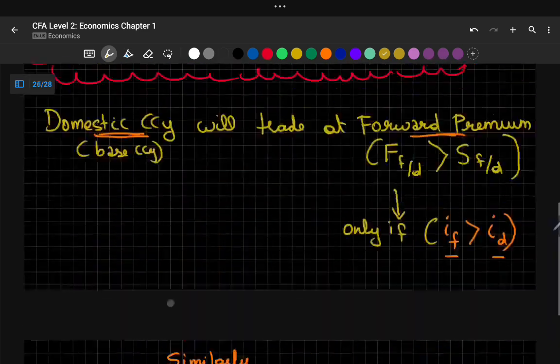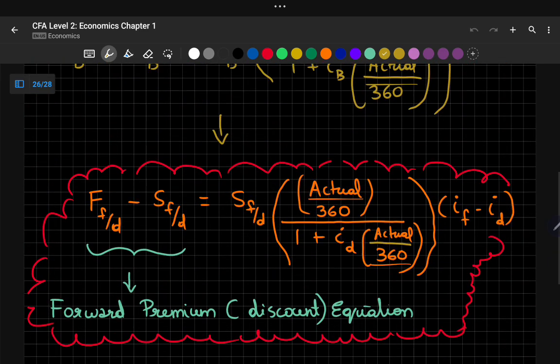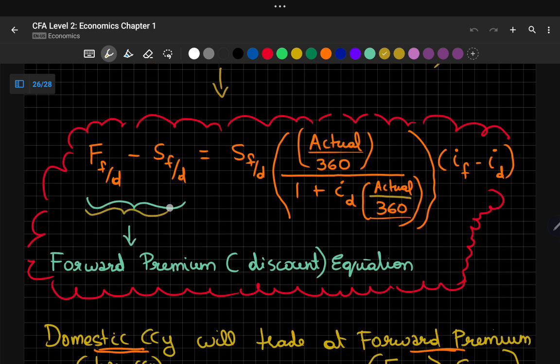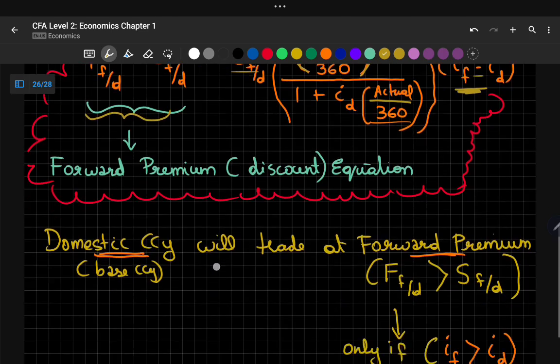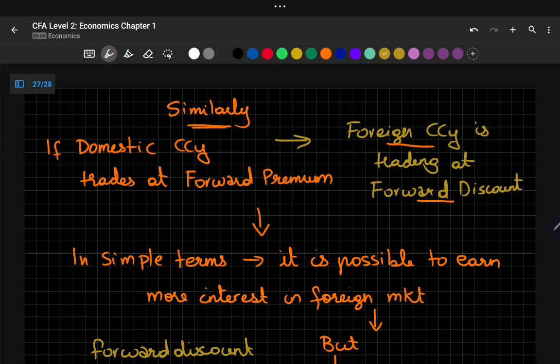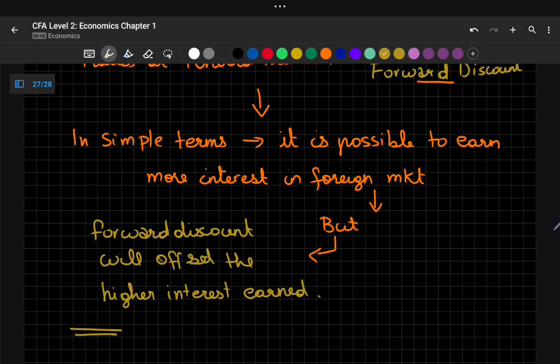Now, one thing we can note from this equation is the premium or the discount. So this side is the premium and discount. The premium and discount is directly proportional to the spot exchange rate. It is directly proportional to the interest rate differential, and it is approximately directly proportional to the investment time horizon, that is time to maturity. So based on that, the forward premium or discount changes.